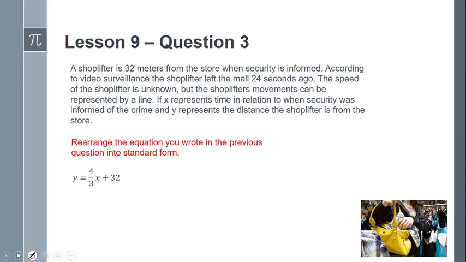All right, so now question 3 asks us to take our equation that we just wrote and rearrange it into standard form. The standard form equation of a line, which is what this lesson is about, is represented as ax plus by equals c. So you have your variables with their coefficients on the left side of the equation and some constant on the right side. It's important to note here that a, b, and c must be integers.